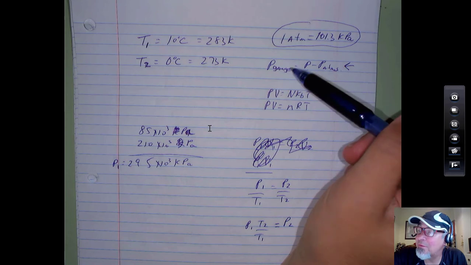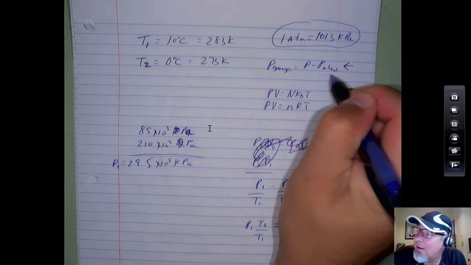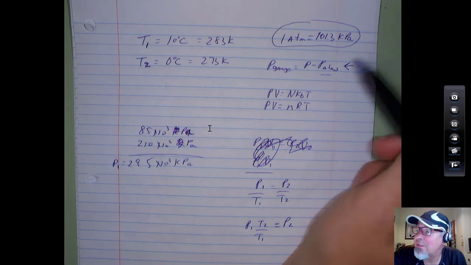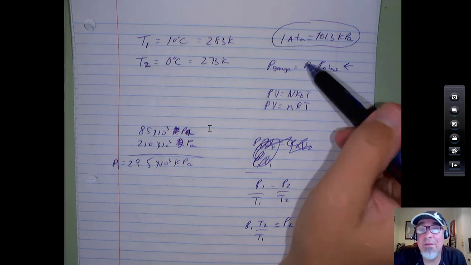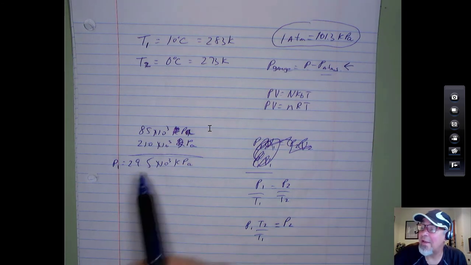So this is the way it works again. The gauge pressure is the absolute pressure, taking into account atmospheric pressure. So to get the absolute pressure, you take the gauge pressure and add it to atmospheric pressure. That's why I added them together.